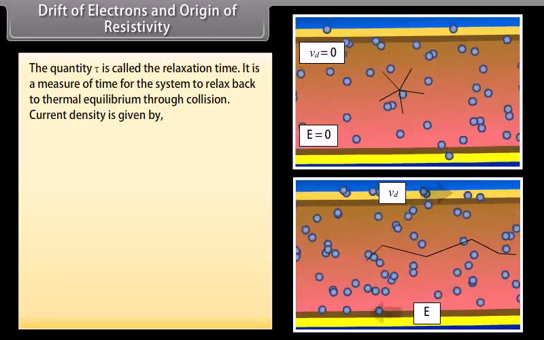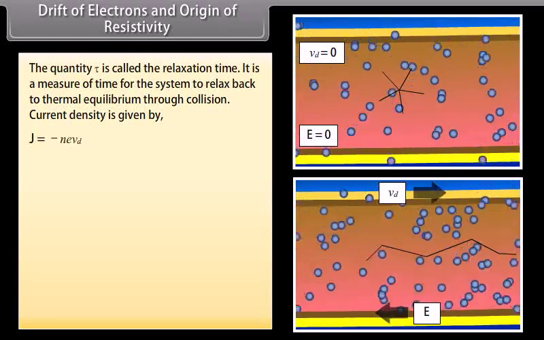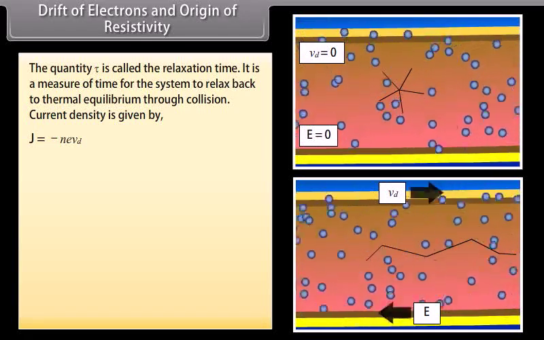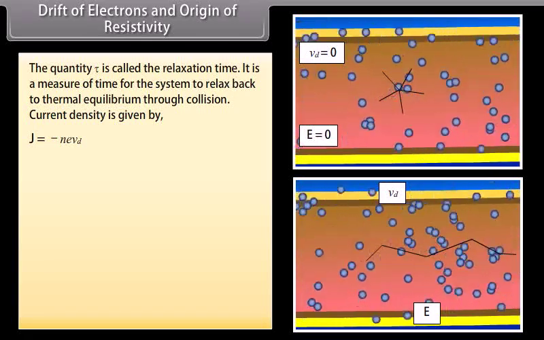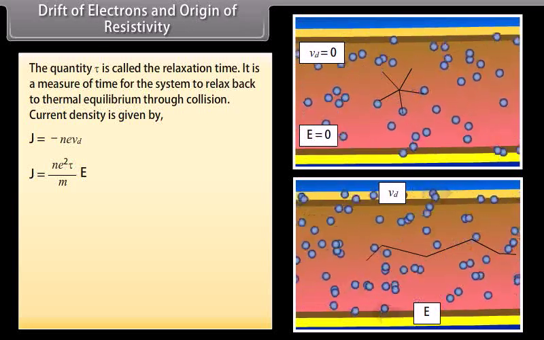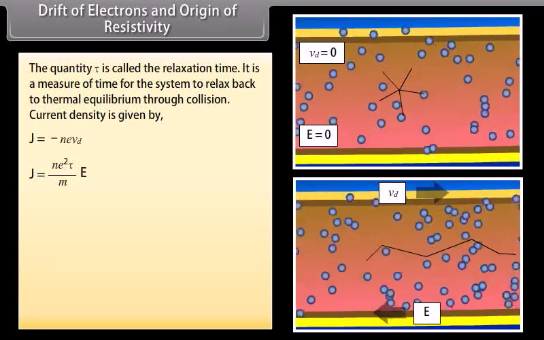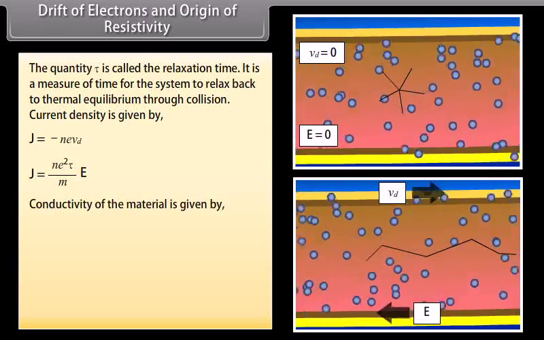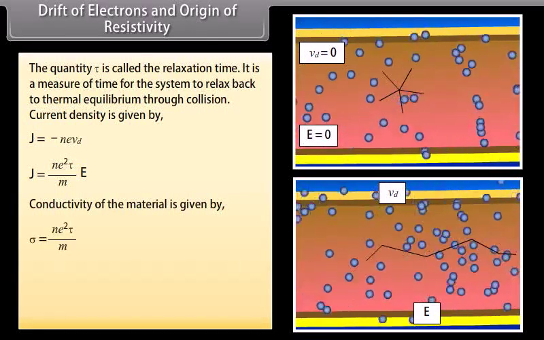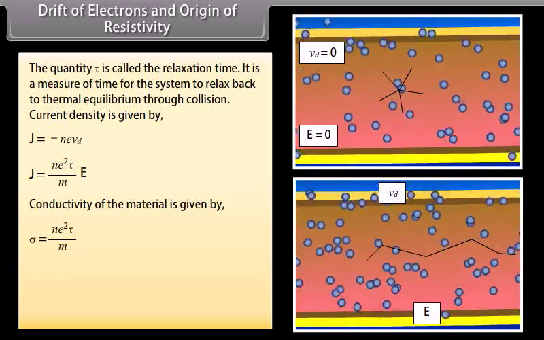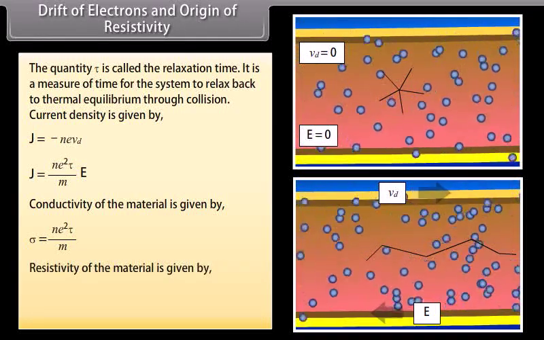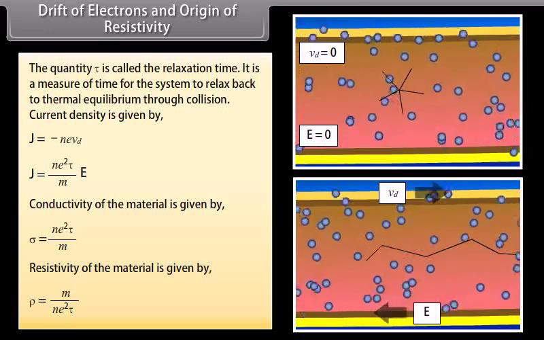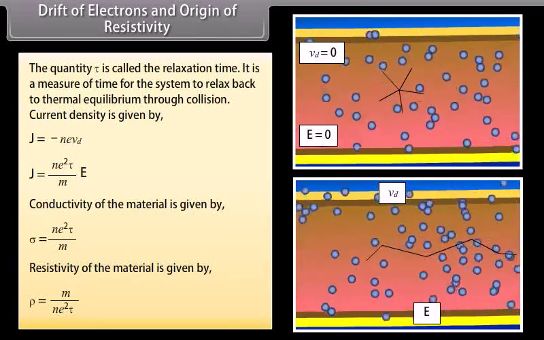Current density is given by J equals minus n e Vd. Putting the value of Vd in the above equation, we get J equals n e squared tau upon m multiplied by E. Hence, conductivity of the material is given by sigma equals n e squared tau upon m, and resistivity of the material is given by rho equals m upon the product of n, e squared and tau.